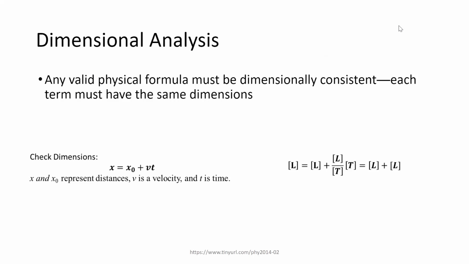So in that case, you'll see that x will have the dimension of length, and x naught is a dimension of length as well, plus velocity or speed, which should have a dimension of length divided by time t, and then multiplied by a time t. So this t and this t will cancel out. So on the right hand side, you have length plus length, which will give you length again. It doesn't give you twice the length, but it gives you length.